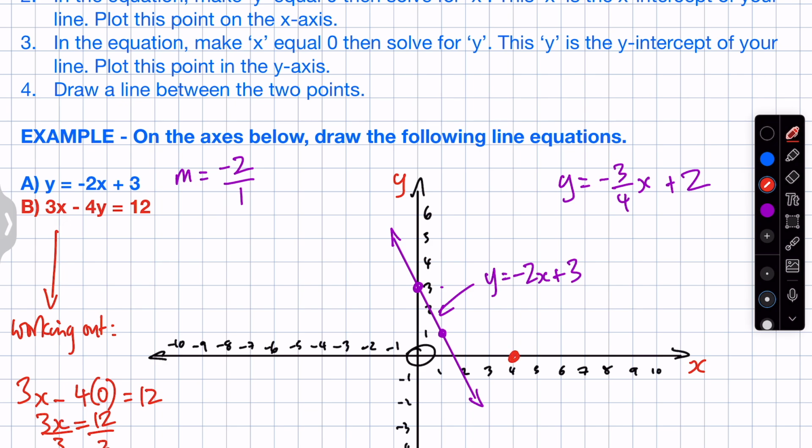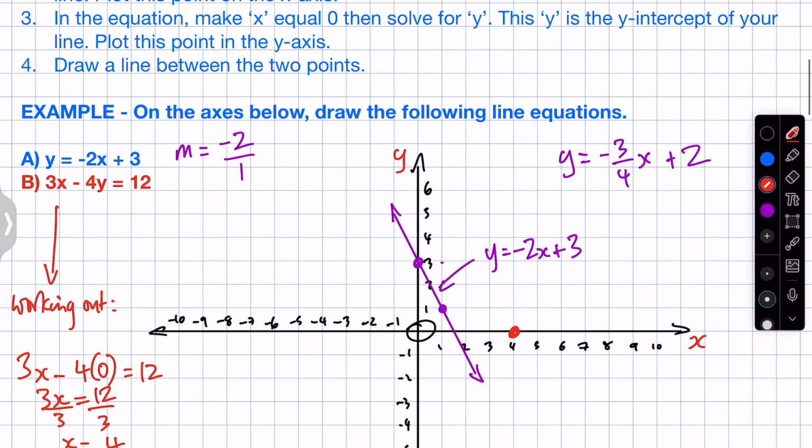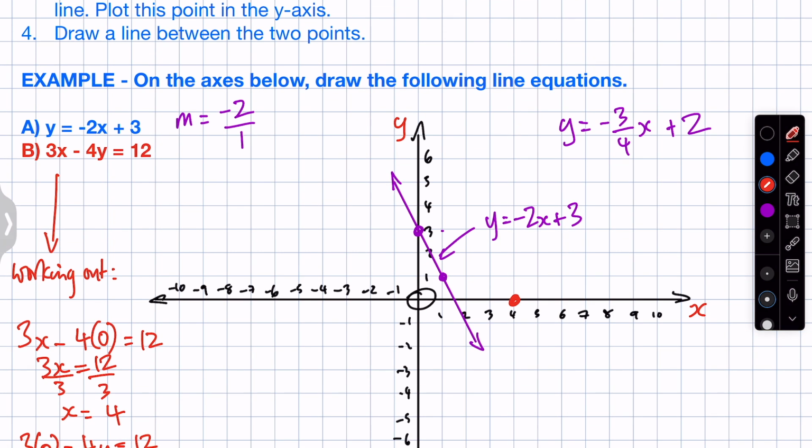One dot. Is 1 dot enough info to draw a line? No. How do we get the other dot? If I made y equals 0 before, what could I make equal 0 now? X. So now I'm going to make x equals 0. 3 lots of nothing, take 4y equals 12. What's 3 lots of nothing? So what do you have left on the left-hand side? Negative 4y is equal to 12. What's negative 4 doing to y? What's the opposite of timesing by negative 4? Divide by negative 4, divide by negative 4. What's 12 divided by negative 4? So y is going to be negative 3 down here.